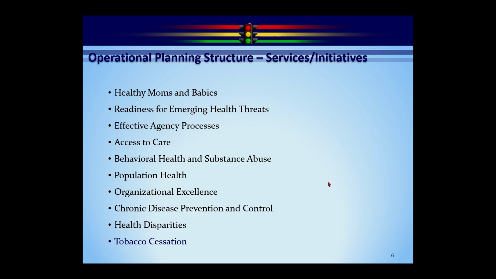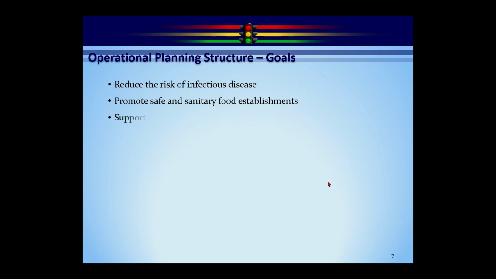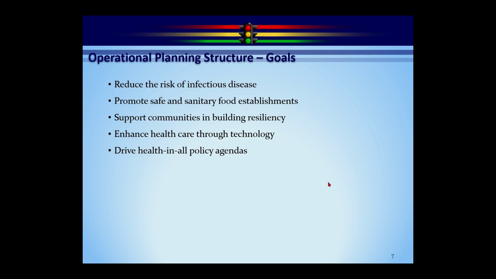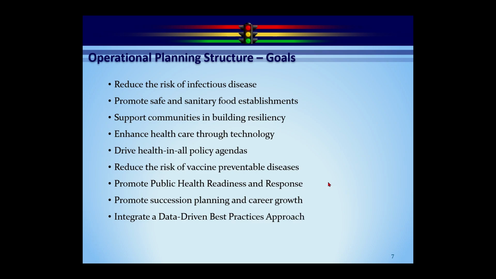The beginning of the plan itself is typically the high-level goal. High-level goals are typically fairly simplistic, typically an action verb followed by a few words like reduce the risk of infectious disease, promote safe and sanitary food establishments, support communities in building resiliency, enhance healthcare through technology, drive health in all policy agendas, reduce the risk of vaccine preventable diseases, promote public health readiness and response, promote succession planning and career growth, integrate a data-driven best practices approach, reduce smoking in high schools.